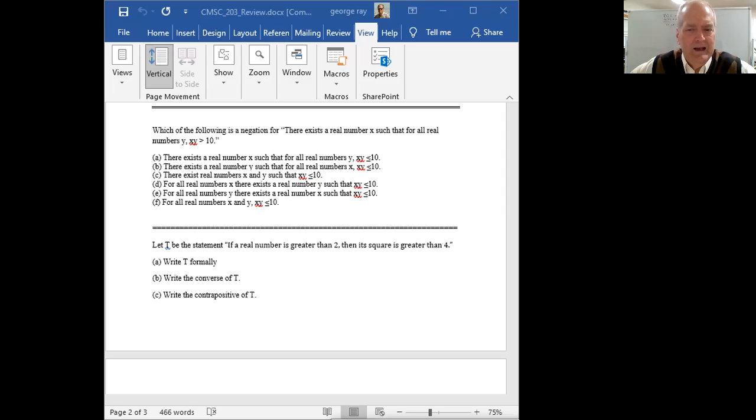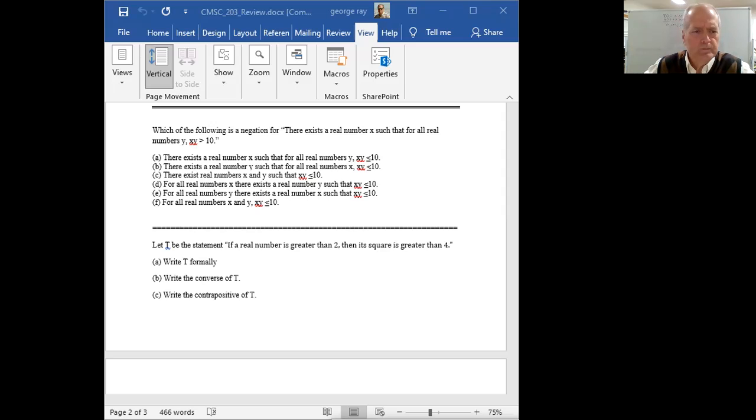Statement F is not saying the same thing as statement D, saying for all real numbers x and y, rather than once you pick an x, then there exists one particular y. For F, it's like you pick an x and for any y. So we scratch that off. So we scratch E and F off, and that leaves us with D as our answer.